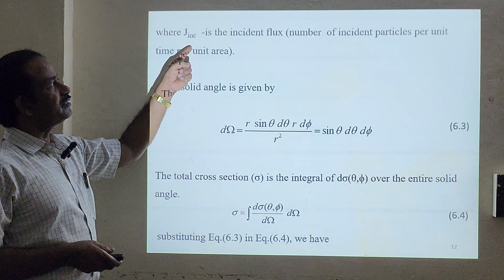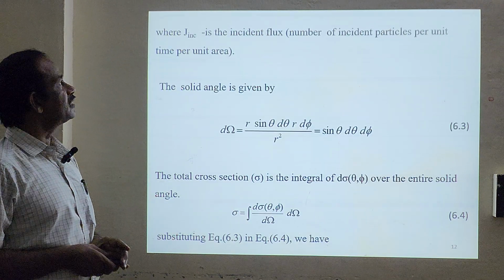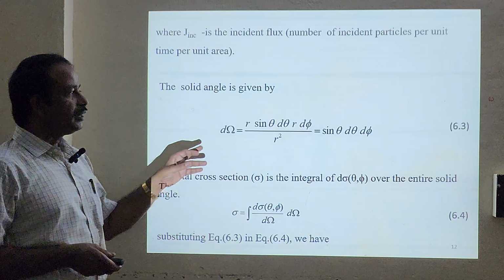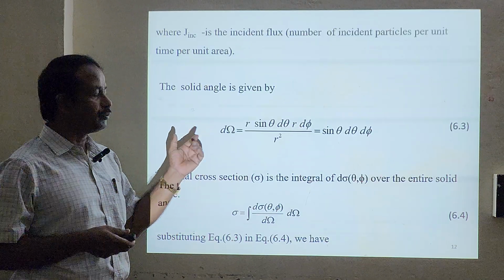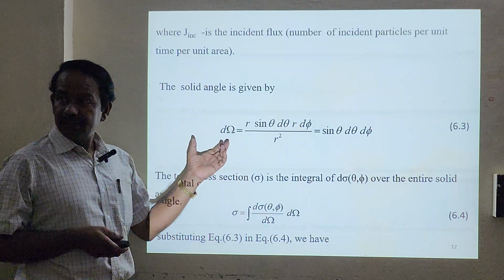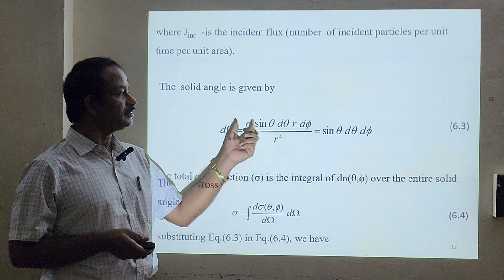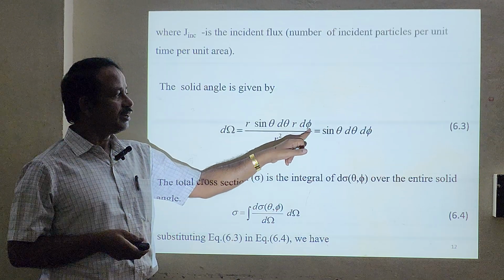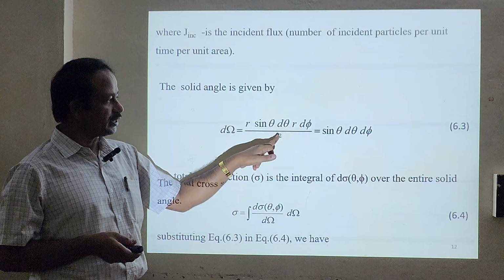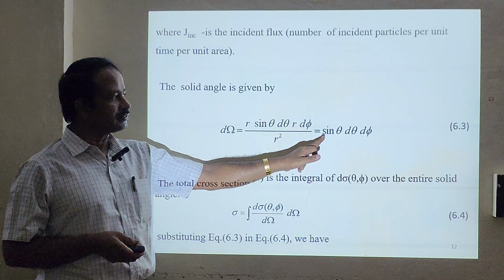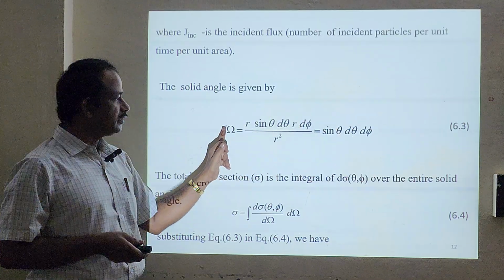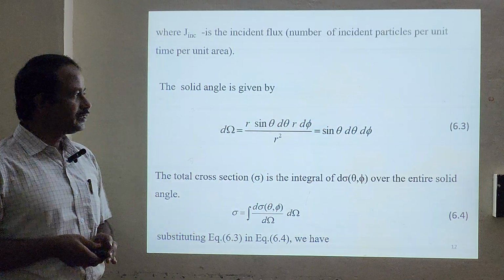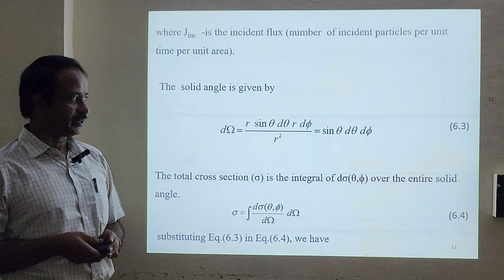So J incident, as I said, is the incident flux, the number of incident particles per unit time per unit area. And of course, earlier we have studied the solid angle. The expression for solid angle is given as r sin theta d theta times r d phi, divided by r squared. R squared will get cancelled. You have sin theta d theta d phi. So d omega will be sin theta d theta d phi.